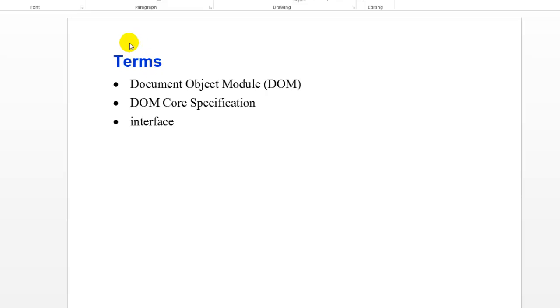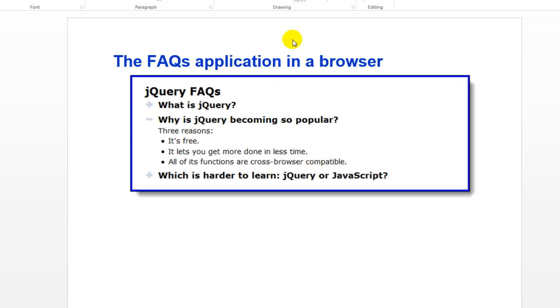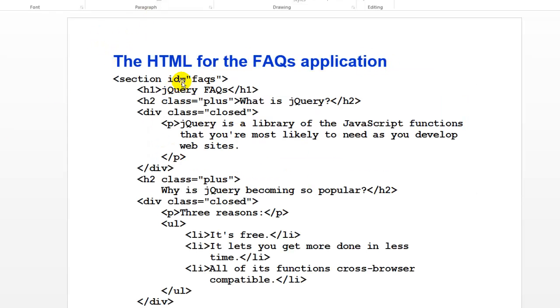So the terms you should be familiar with are document object model, DOM core specification, and interface. This example is the FAQs application in the browser. So we can look at some of the HTML. You've got the section right here, and then you've got an H1, H2 named plus. Okay, then you've got a div with class closed. So by default it's closed.